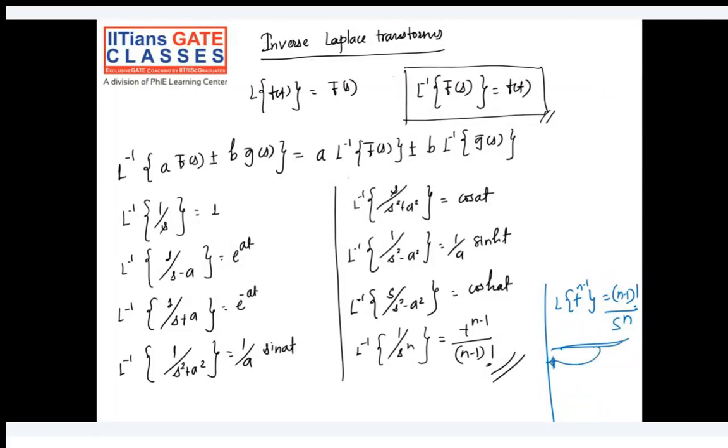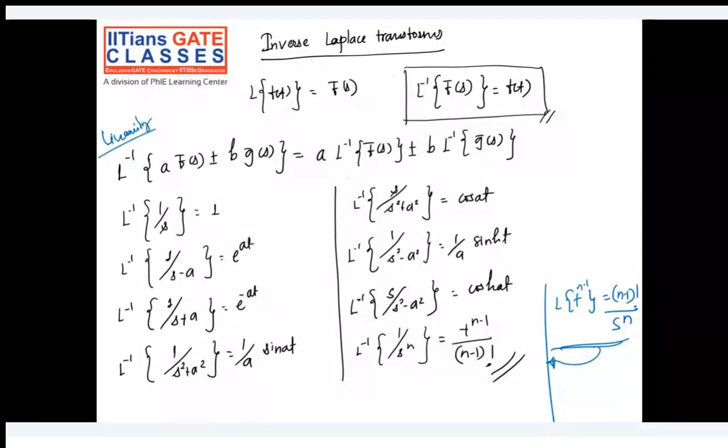And again, the linearity property also goes here. That is, inverse Laplace of a f bar of s plus or minus b g bar of s is equal to a times inverse Laplace of f bar of s plus or minus b times inverse Laplace of g bar of s. So the linearity property is again still valid here. Okay, it's not that difficult. Same thing, just in the reverse manner.